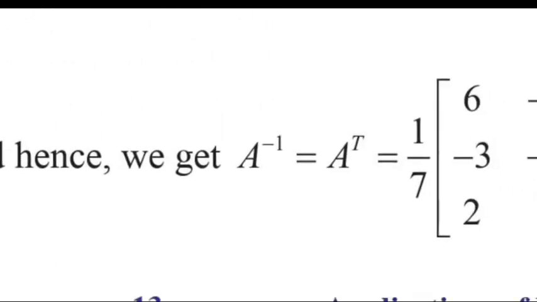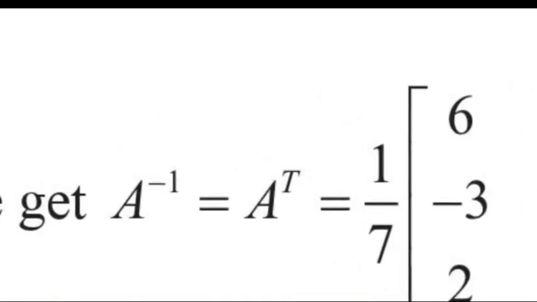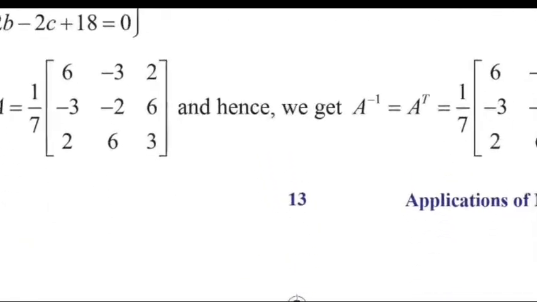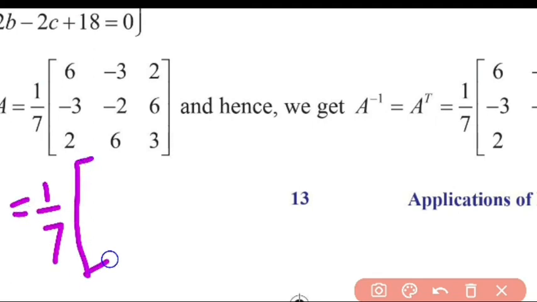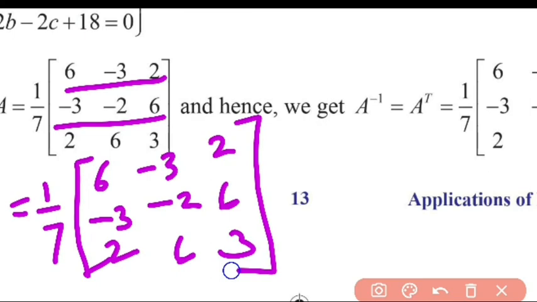From this we want to find A inverse. A is orthogonal, so it is enough to find A transpose. We know that in this matrix the transpose value is A inverse. So 1 by 7 into the matrix with rows and columns interchanged: 6, minus 3, 2; minus 3, minus 2, 6; and 2, 6, 3. This is the required A inverse value. Wow, A inverse equals A transpose.